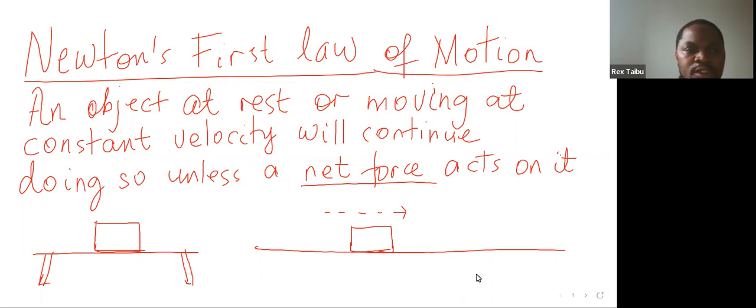Newton's first law of motion states that an object at rest or moving at constant velocity will continue doing so unless a net force acts on it. So in this case, this one is at rest and is going to be at rest unless a net force acts on it. And for this case, the object is moving at a constant velocity, and things will be like that unless a net force acts on this object.